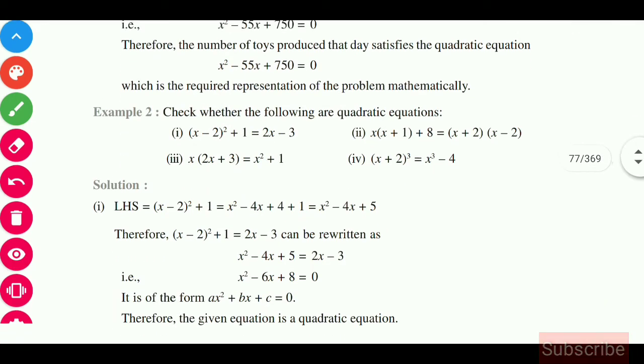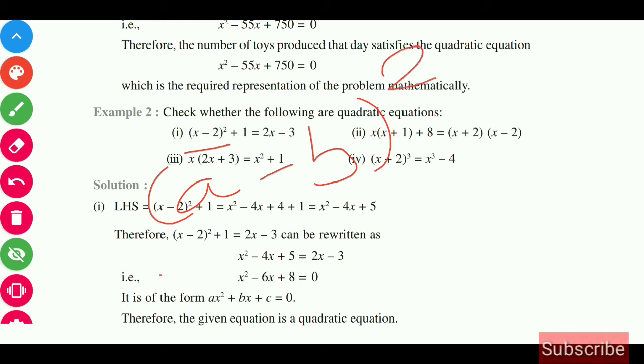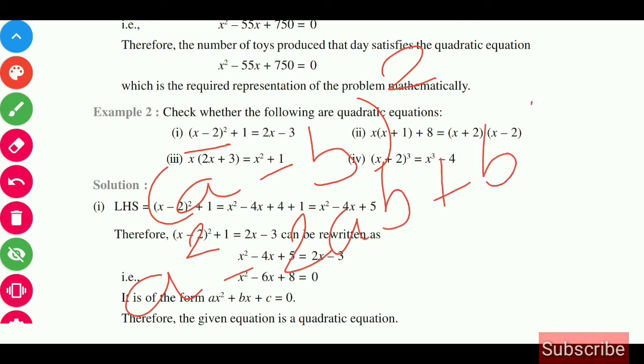Let's move further. Check whether the following equations are quadratic or not. When we are given any such equation, our first priority should be to resolve the bracket. So we know this is nothing but a minus b the whole square, that is a square minus 2ab plus b square.